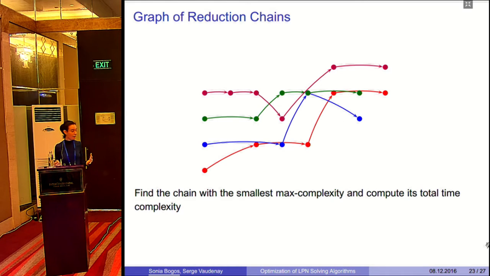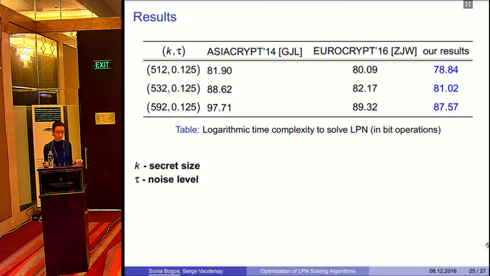So we can have a graph like this, where each of the colors represents a chain. And out of this, we look at the one that is going to give us the smallest max complexity, and for this we're going to compute afterwards the total time complexity. So by doing so, we obtain the following results.